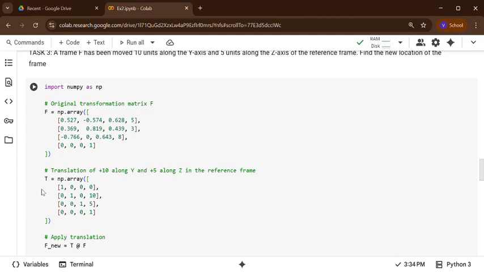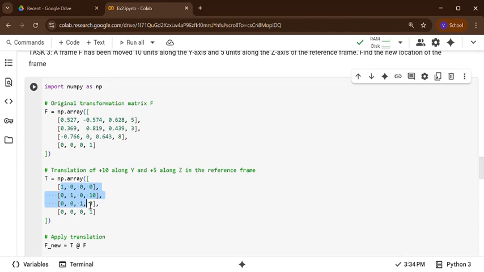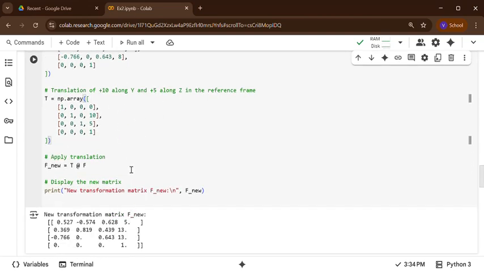So you have to take a transformation matrix. In that, there is no rotation. That is why the 3 cross 3 rotation matrix is identity matrix. Then the translation is given. In X there is no translation. In Y you have 10. In Z you have 5. That's it. So we have to just multiply this.